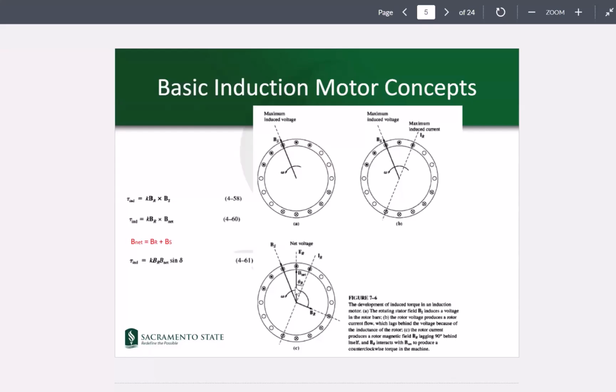And what is the relationship between delta and theta R? This was delta. Delta, how much is this? This is 90 degrees, right? 90 plus theta R becomes equal to delta. So keep that in mind.